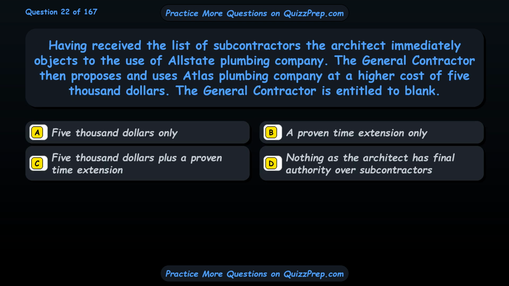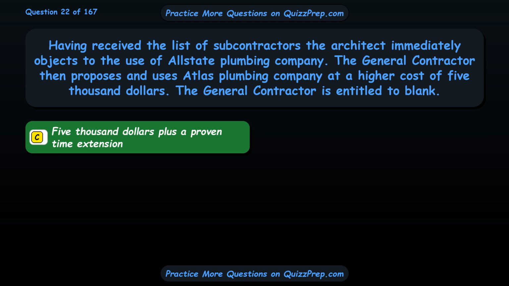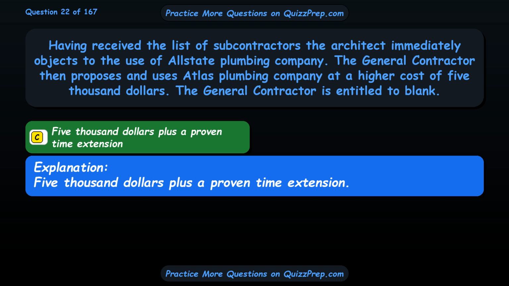Question 22. Having received the list of subcontractors, the architect immediately objects to the use of Allstate Plumbing Company. The general contractor then proposes and uses Atlas Plumbing Company at a higher cost of $5,000. The general contractor is entitled to blank. Option A, $5,000 only. Option B, a proven time extension only. Option C, $5,000 plus a proven time extension. Option D, nothing, as the architect has final authority over subcontractors. The correct answer is option C, $5,000 plus a proven time extension.